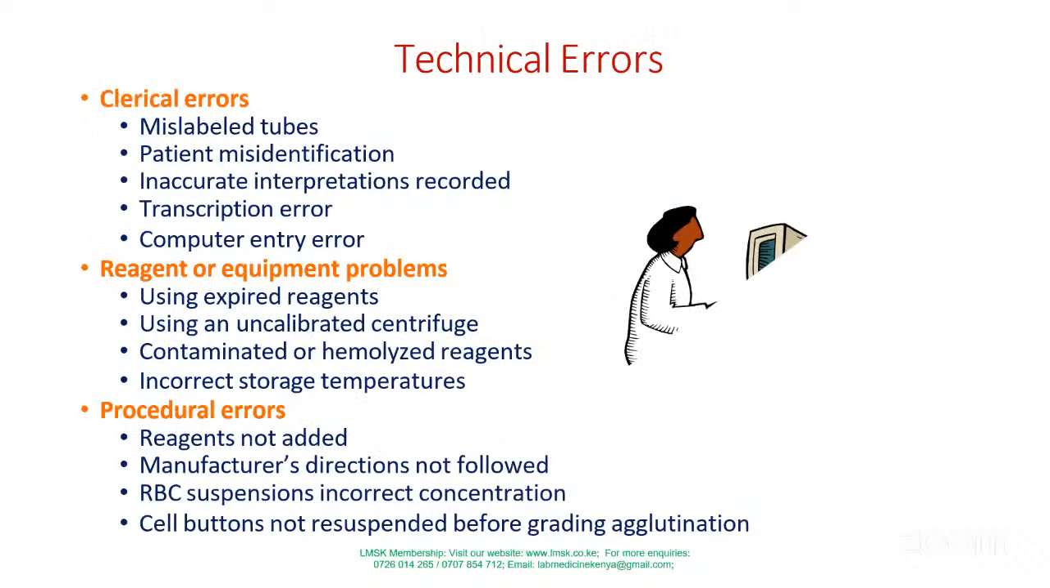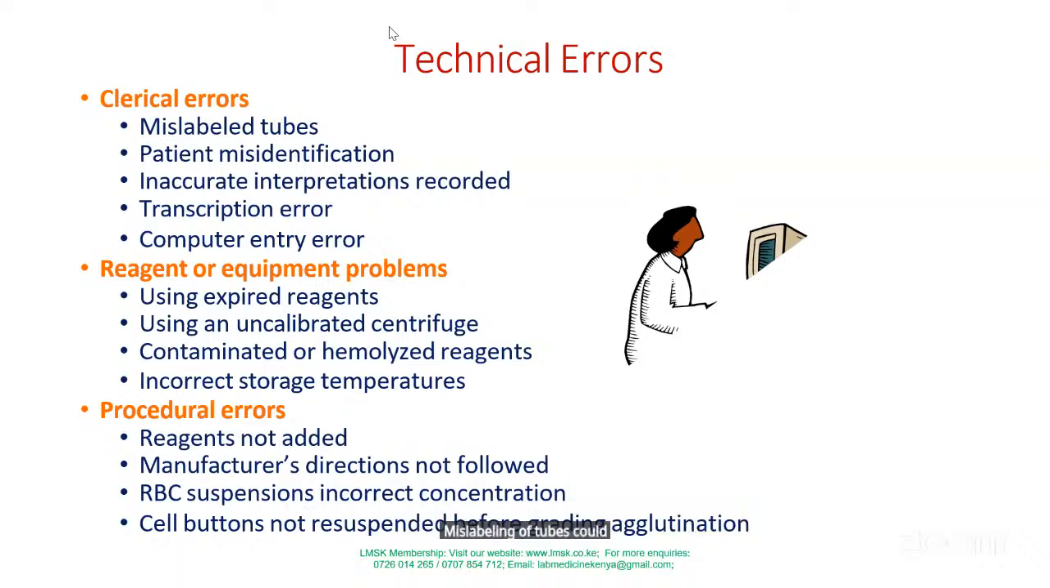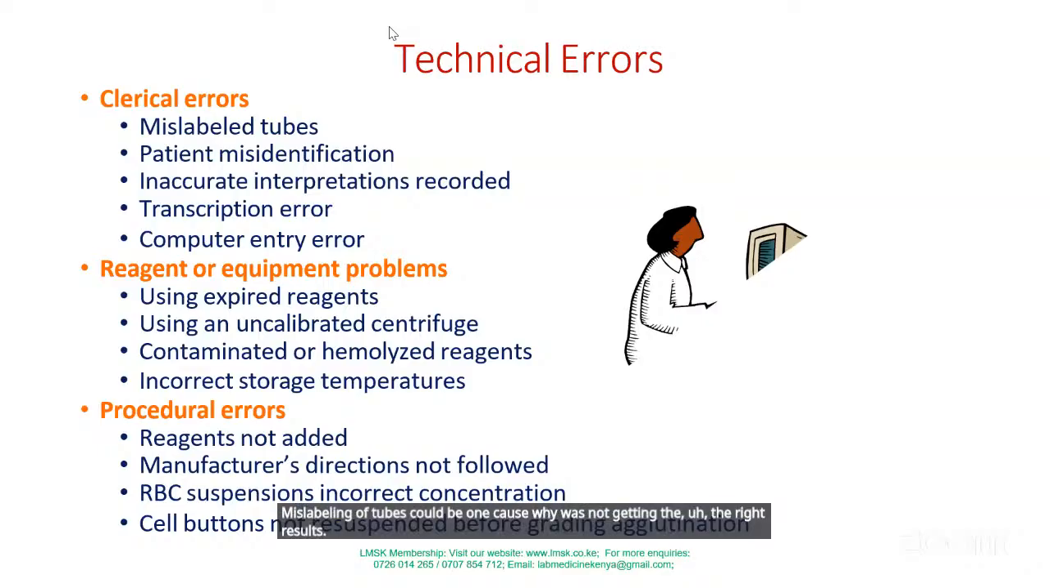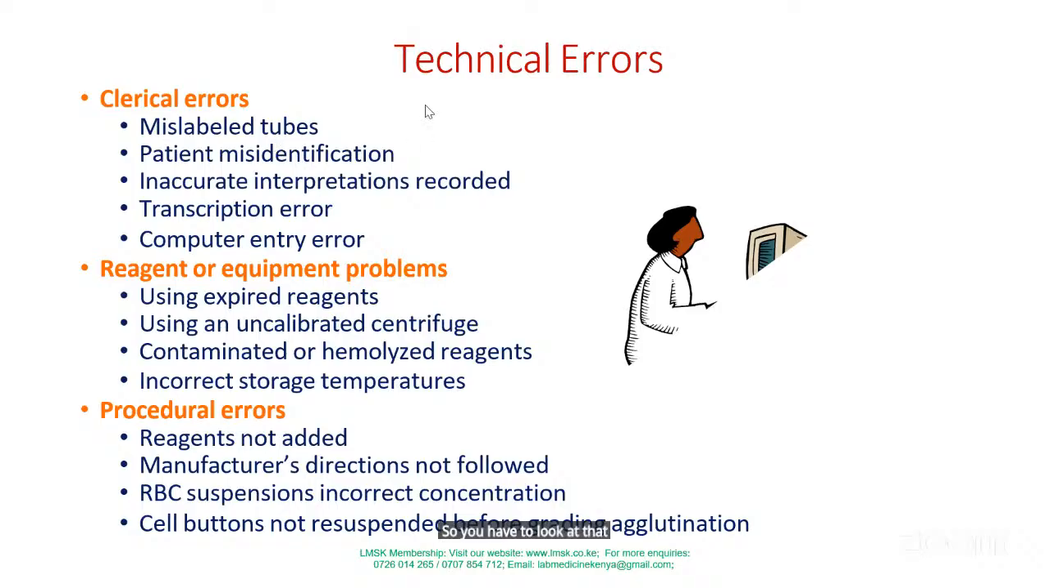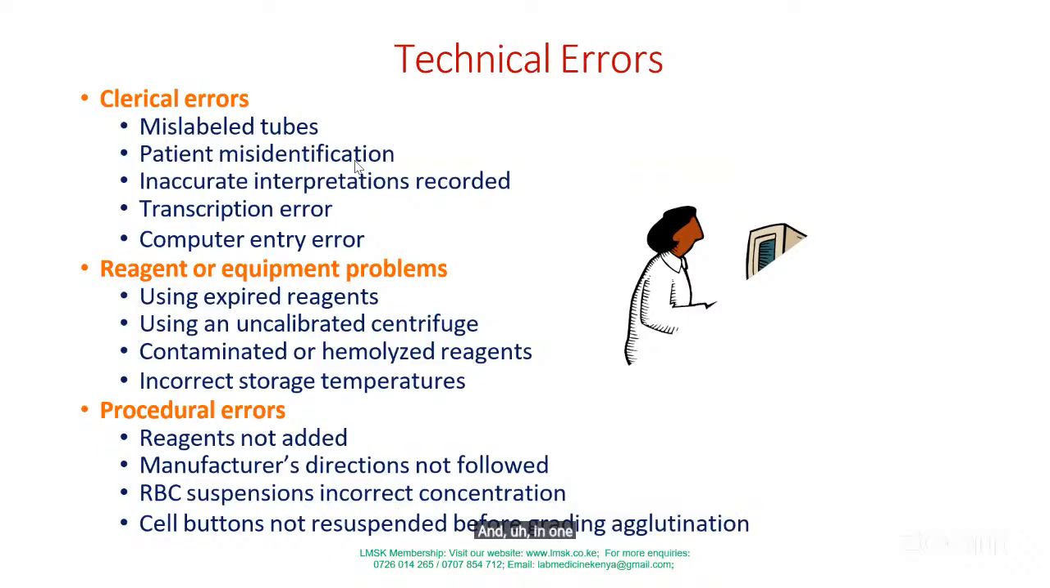So the technical errors are classified into three. One, they could be clerical errors. So clerical errors, you check at your tubes whether they are properly labeled. So mislabeling of tubes could be one cause why you are not getting the right results. So you have to look at that. And then patient misidentification. It could be you've interchanged these particular patients and therefore you'll be getting the wrong group in one of the phases, either forward or reverse. So you really have to carefully check that.